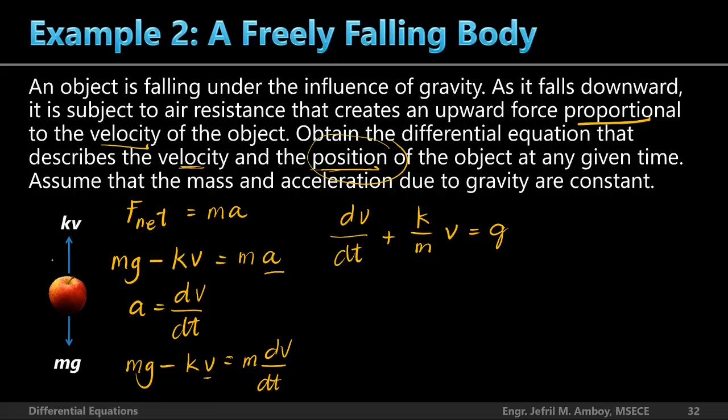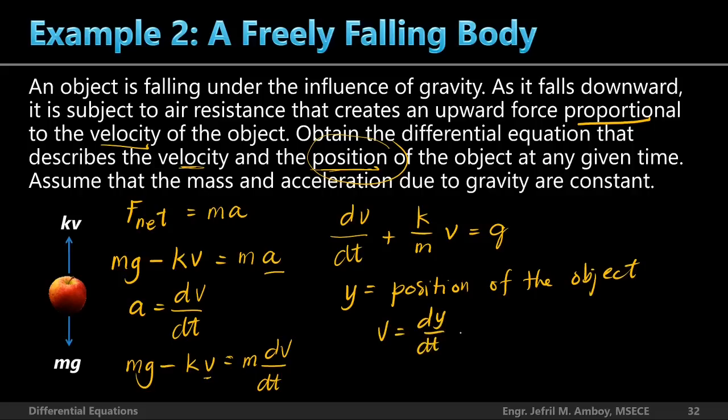Since the motion is in vertical translation, we will let y be the variable that represents the position of the object at any given time. Now, how is the position related to the velocity? We know that the velocity is the rate of change in the position of a body.